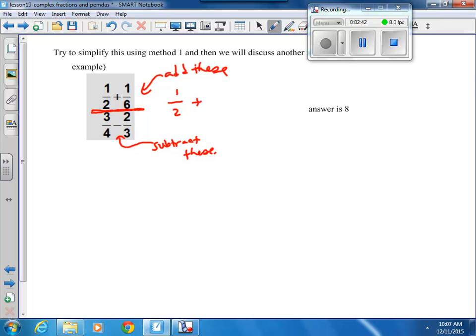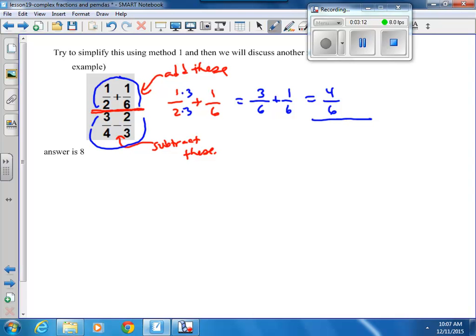Well, let's see. A half plus a sixth. We need the common denominator, which is 6. Multiply by 3, multiply by 3. Then we'd have 3/6 plus 1/6, which is 4/6. This is the final answer to the problem; I'm just going to scoot that off to the side. So we have 4/6 for the numerator. Now let's deal with the denominators.